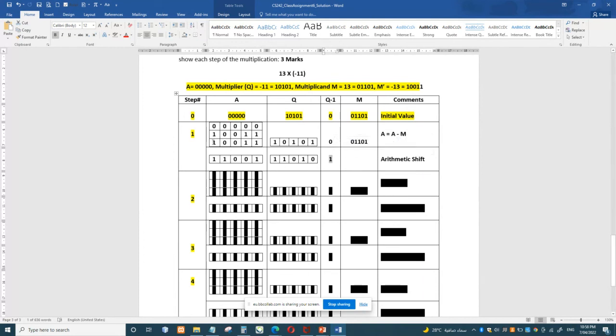Again, in case of arithmetic right shift, the leftmost bit will remain as it is, and it will be shifted as well to the right, and this one will be shifted here, 0 here, 0 here, 1 here, 1 here, this one here, this 0 here, this 1 here, this 0 here, and this 1 here. So first iteration done. Any question, anyone?